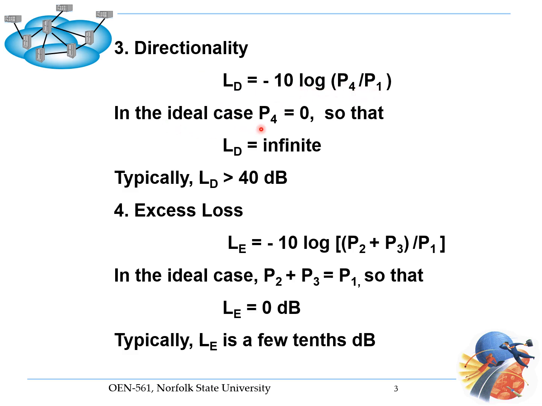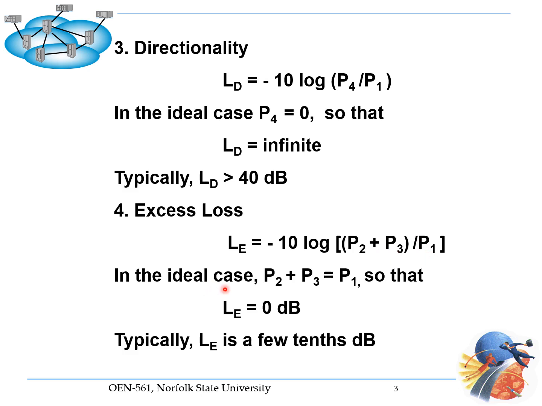In ideal case, nothing should go back to port 4, and therefore the losses here will be infinite losses. And infinite losses meaning no signal propagates there. Typically, of course, it's not infinitely large, but it is normally larger than 40 dB, meaning that signal attenuation at least 10,000 times. Now, we also define excess loss, L sub E, as -10 times logarithm of the sum of optical power P2 plus P3 divided by P1.